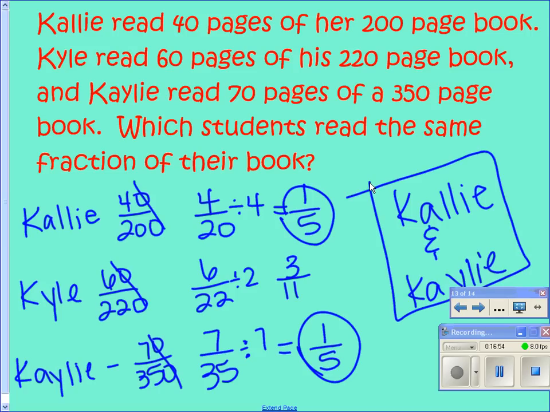Remember, when you are comparing and ordering fractions, you have to find the common denominator. And if you're putting them in order, put them back in the original form or the original fraction that was in the problem. Okay?